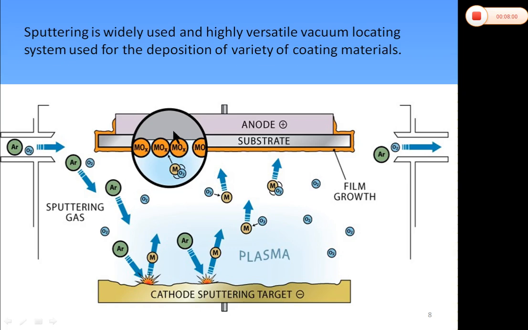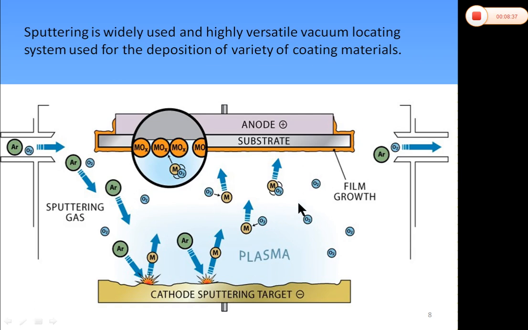Here I can explain this mechanism. Sputtering is a widely used, highly versatile vacuum coating system used for the deposition of a variety of coating materials. Here from this hole, argon gas enters the system. When the electrons are ejected from the target material, they strike argon and convert it into argon ions. This was our previous concept.